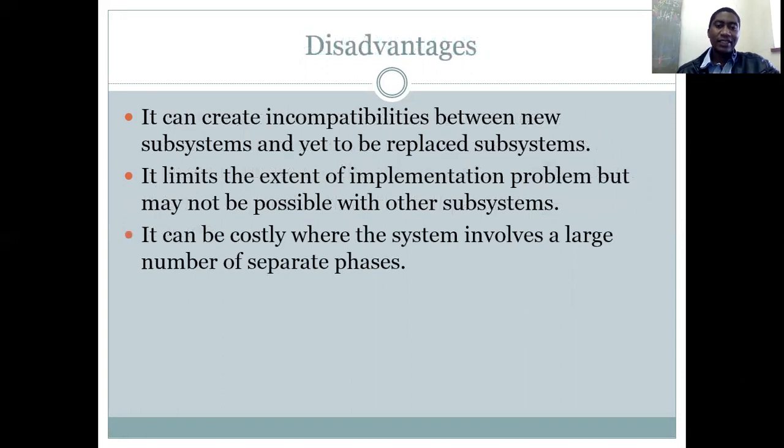Disadvantage, it can create incompatibilities. What we are saying there is we can implement the first module, but when it comes to implementing the second module, right, they might not be compatible. Maybe the interface is wrong, maybe the boundaries are impermeable, and so forth. Right, that is it with how to implement the system.